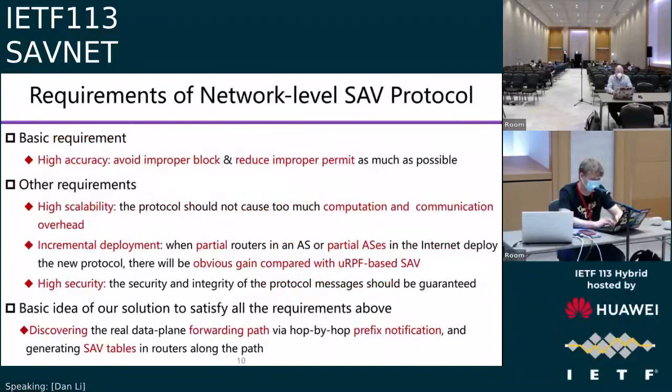There are also some requirements for designing such a network level safe protocol. The most important requirement is accuracy, because this is the most important problem of URPF-based technologies. So we hope that the new protocol can help avoid improper block and reduce improper permit as much as possible. And there are also some other requirements, such as high scalability, which means that the protocol should not cause too much computation and communication overhead. Incremental deployment, which means that only partial routers in the AS or only partial ASs in the internet deploy the new protocol. There will also be overall scheme compared with the URPF-based safe, as well as the high security, which means that the integrity and security of the protocol messages should be guaranteed.